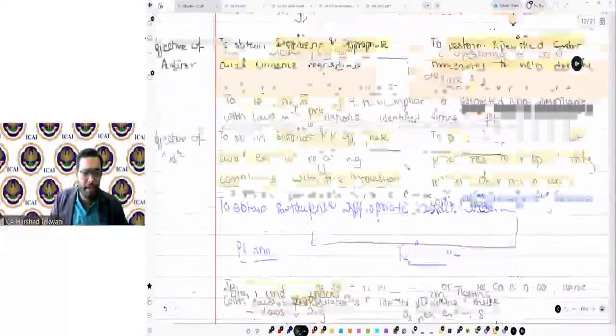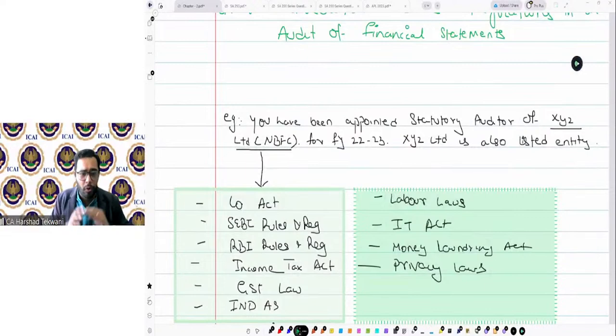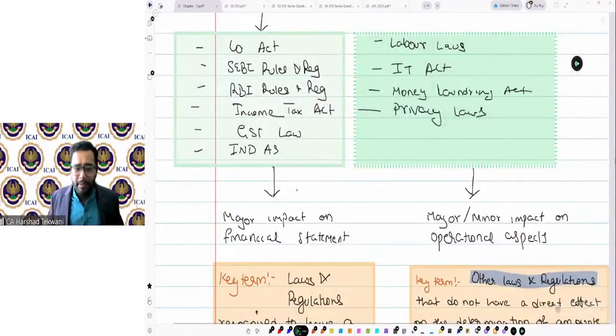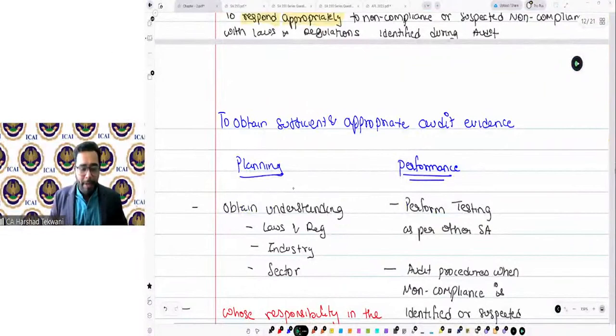Any doubt, guys? With respect to the whole essay that we just understood. So we started understanding the two categories, what is required to be done for these two categories, and how I need to obtain sufficient and appropriate audit evidence with respect to these two categories.